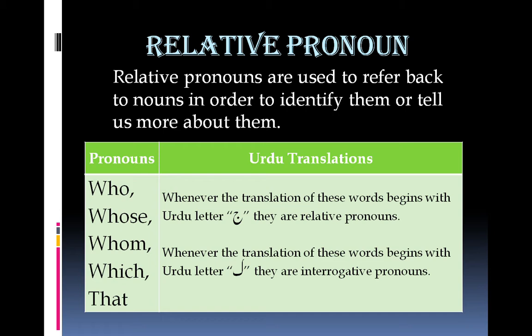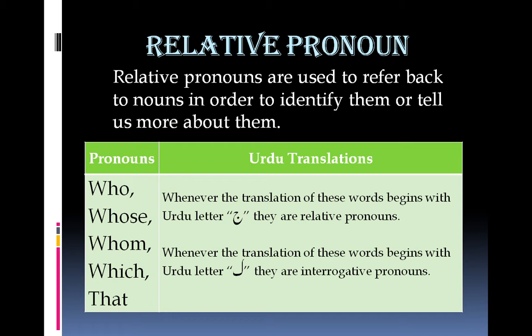In the right column, there is an important tip that will help us identify relative pronouns. As most of our students understand Urdu, the tip is actually based on Urdu translation method. If the Urdu translation of your relative pronoun begins with Urdu letter Jeem, like jo, jisne, jinhe, jisko, jiske bare mein, jiske upar, jiske niche, the word is a relative pronoun.